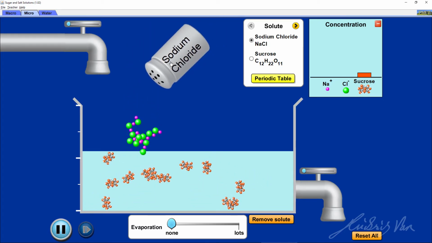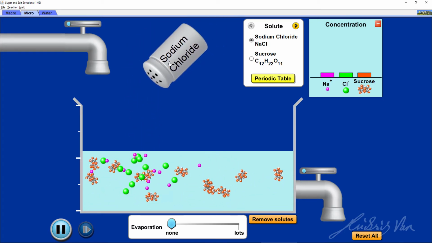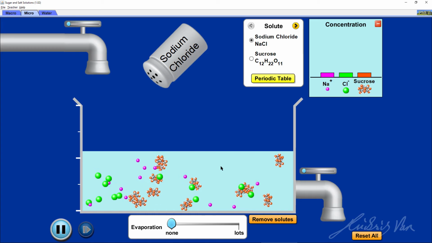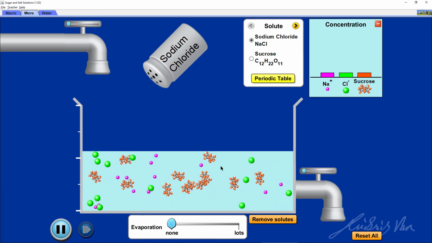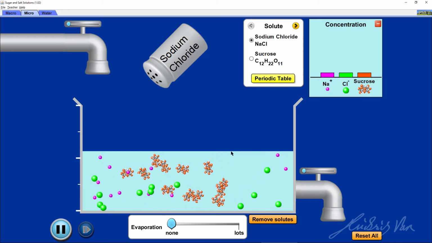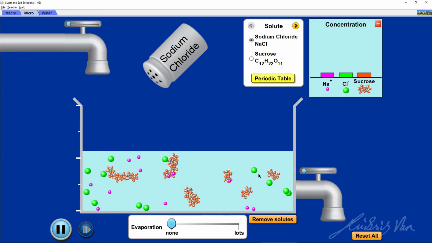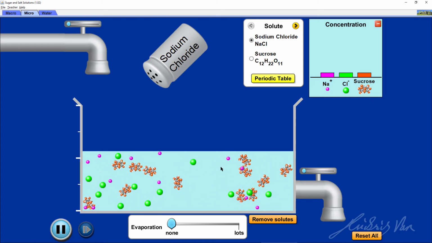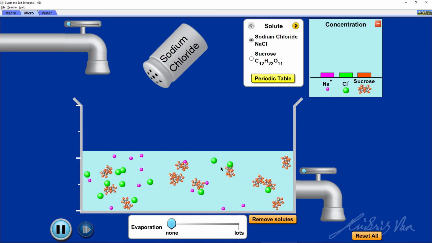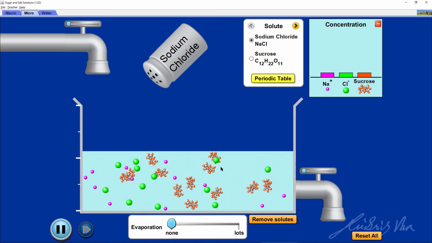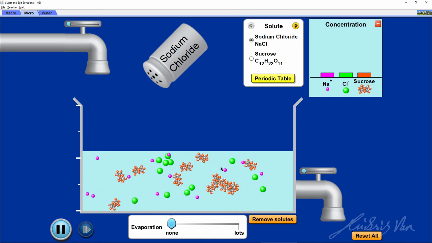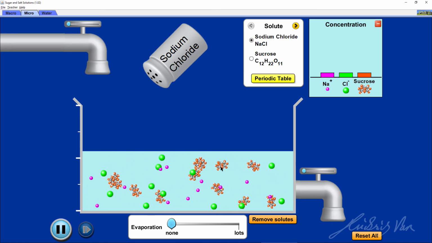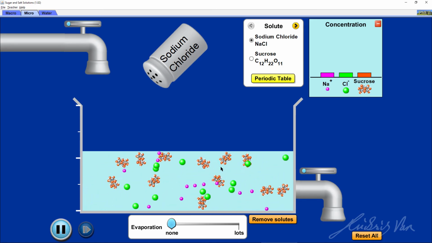So let me add in salt for comparison. You can see that for ionic compound, water molecules actually separate them out into individual ions. While for the case of sucrose, which is a covalent compound, water separates it out into individual molecules. But as I have mentioned, individual molecules are still too small for us to observe with our naked eyes, which is why when any substance dissolves, we cannot see them with our eyes anymore.